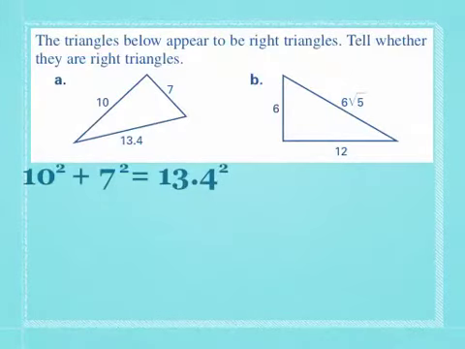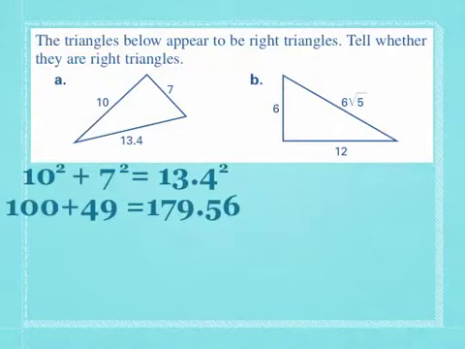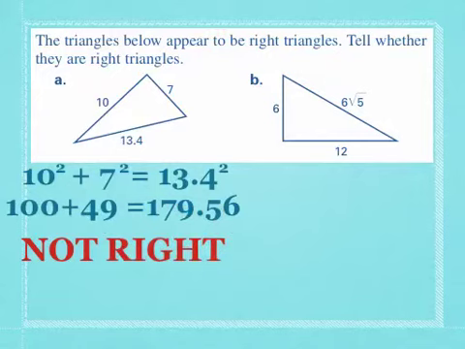You can use your calculator. 10 squared is 100, plus 7 squared is 49, and then 13.4 squared is 179.56. Well, when we add 100 plus 49, that's 149. That is not equal to 179.56. So I can say that this is not a right triangle because the Pythagorean theorem did not work.